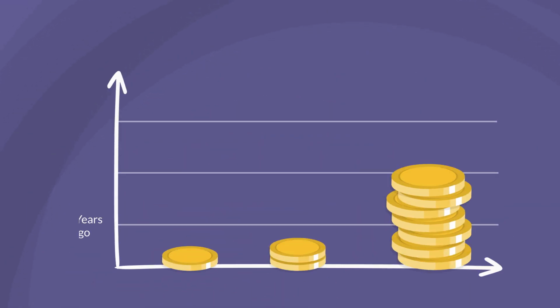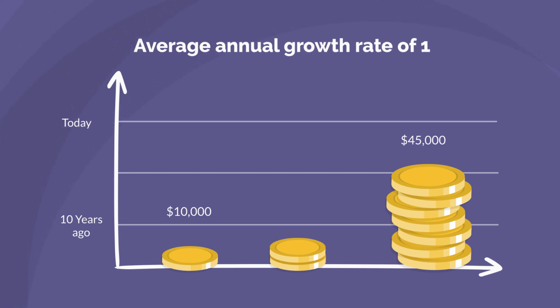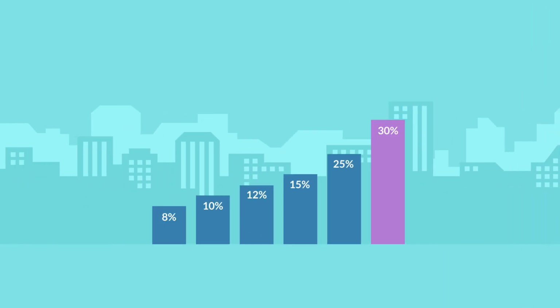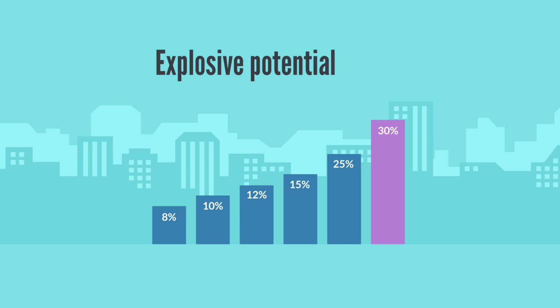If you had invested $10,000 in VGT 10 years ago, your investment would have grown to approximately $45,000 today, based on the average annual growth rate of 16.4%. This significant growth highlights the explosive potential of VGT for those willing to embrace the volatility of the tech sector.